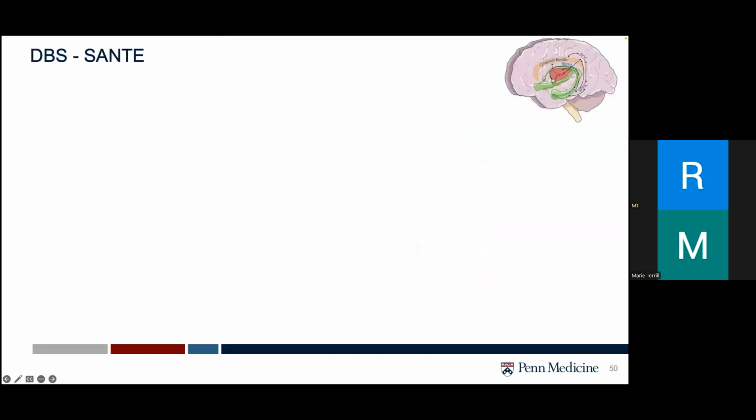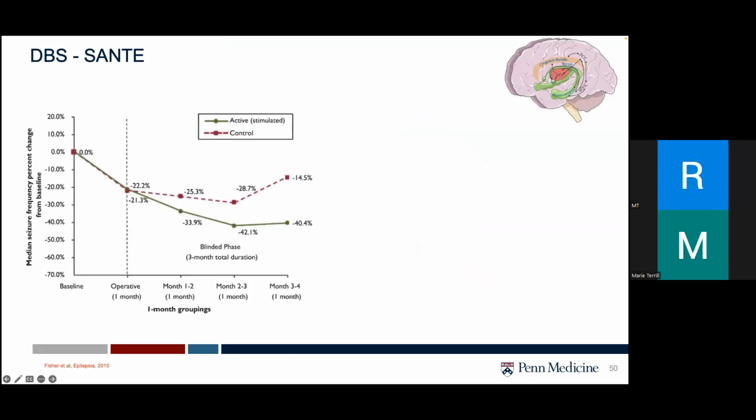Anterior nucleus is the most well studied. It's part of the Papez circuit. It has extensive thalamocortical projections, and it's known to play a key role in seizure generation and propagation. SANTE was the first and the only major multi-center double-blinded study, the results of which were published in 2010. The study design was similar to your RNS trial, where you had a 3-month baseline, a 1-month post-implant, and a 3-month blinded phase.